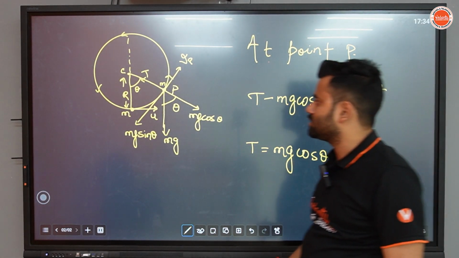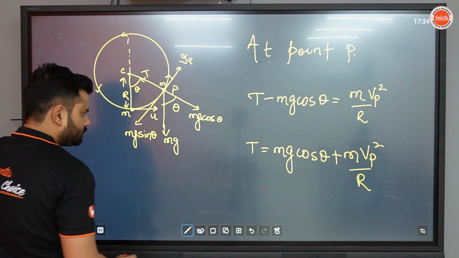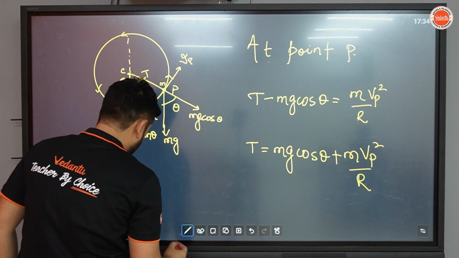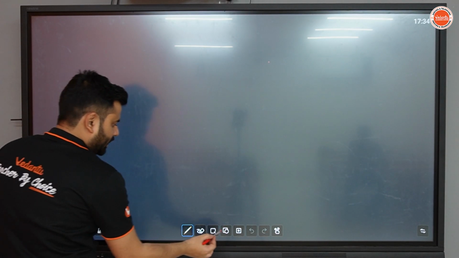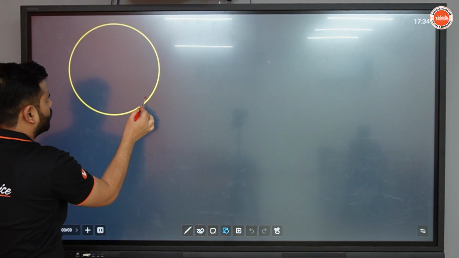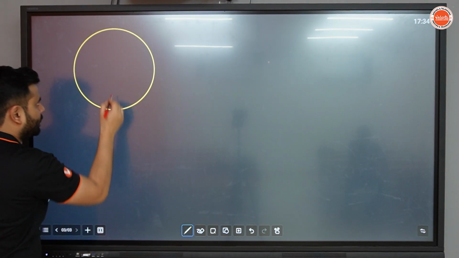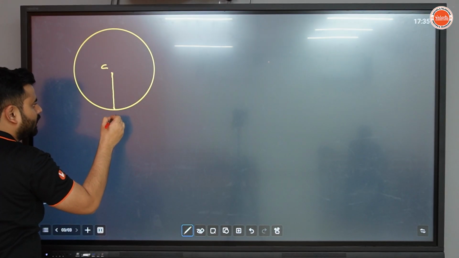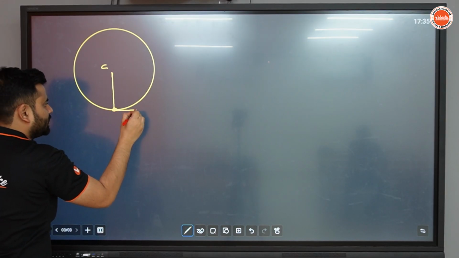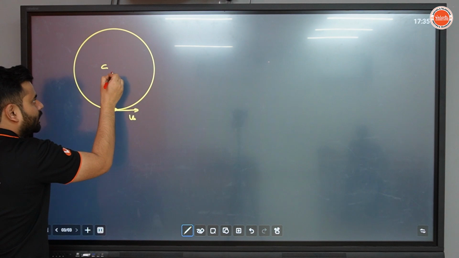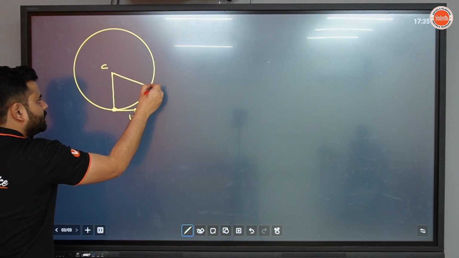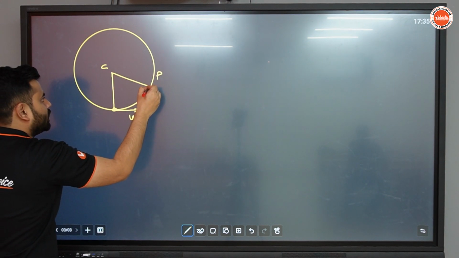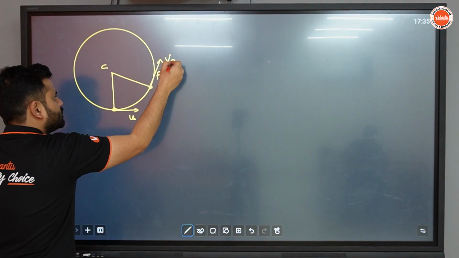How we can generalize more? If you look carefully, I want to remove this Vp square. So look carefully. Let's draw another diagram. What I consider here, we have a particle. Center of the circular path is this. We have a particle which is projected with a velocity u, and it reaches after some time at point P with velocity, and the velocity at this point becomes Vp.